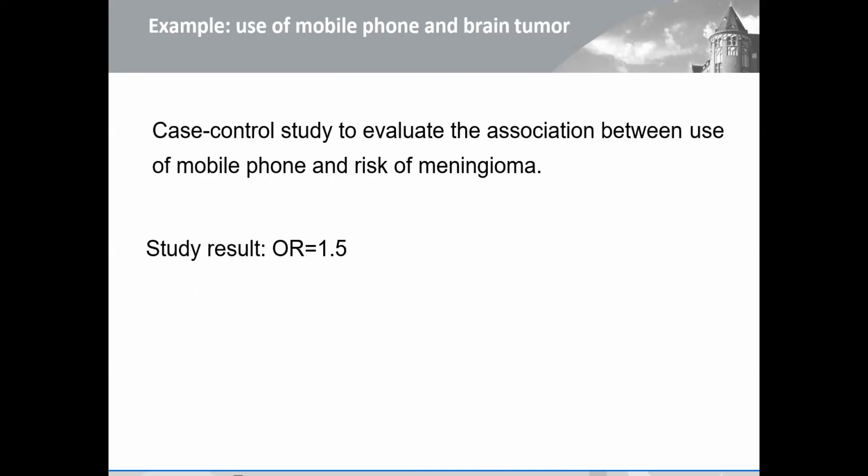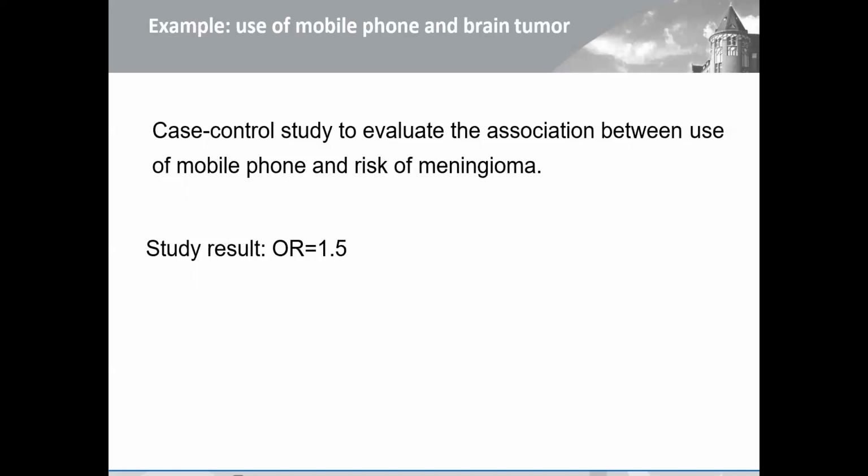How can we interpret this odds ratio? Now we are using odds. So the odds of getting a brain tumor, which is called a meningioma, among cases is 1.5 more times for those who use mobile phone than those who do not use.